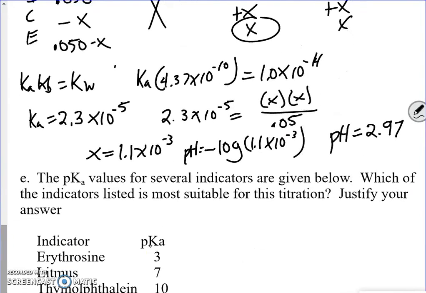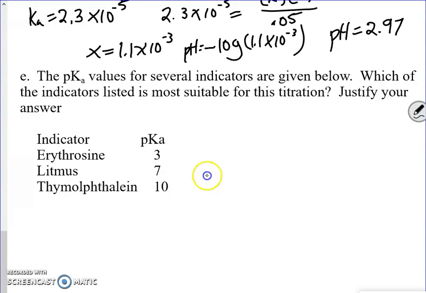Last part of this problem is kind of weird, but it's actually very easy. When we're looking for an indicator, we want the indicator to change colors around the equivalence point, which is, in this case, 2.97. Well, the pKa associated with the indicator is the pH range at which the indicator changes colors. So in other words, if we look at the indicator here, notice it has a pKa of 3, meaning it changes colors at a pH of 3. This one changes at a pH of 7, this one at a pH of 10. Well, our pH at the equivalence point is about 3. We want the one that changes at 3.